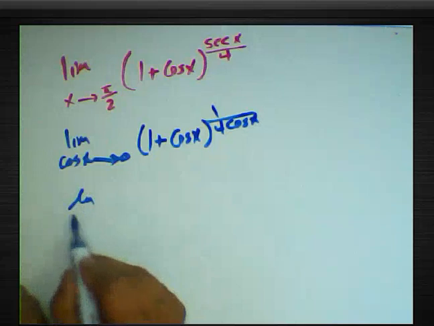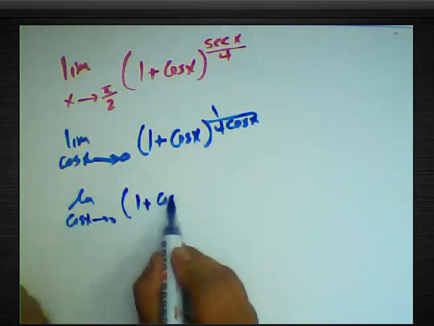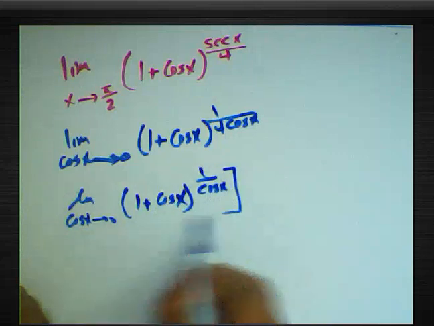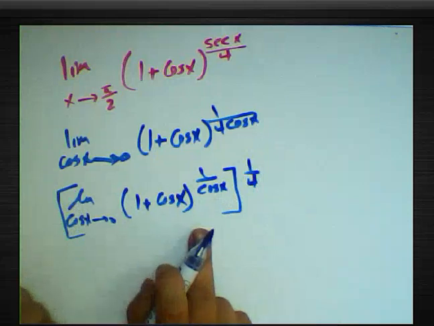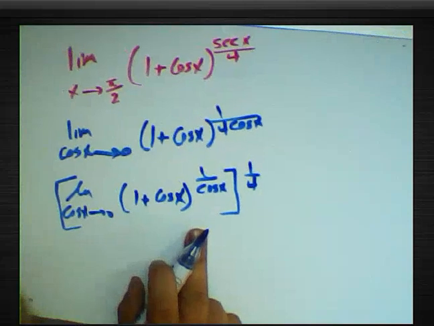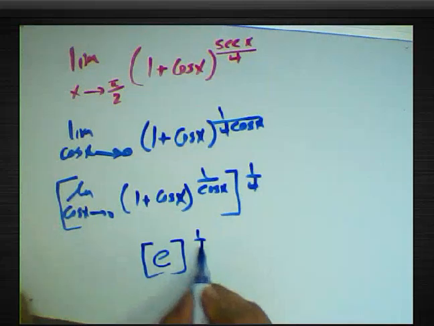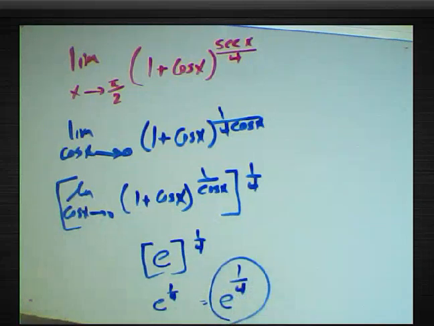It means limit when cosine x approaches 0 of 1 plus cosine x, all to the power 1 over cosine x, all to the power 4. The result here, we know, will be e. You know the rule? The result here will be e, all to the power 4, it will be e to the power 4. The result will be e to the power 4. That's the result: e to the power 4.